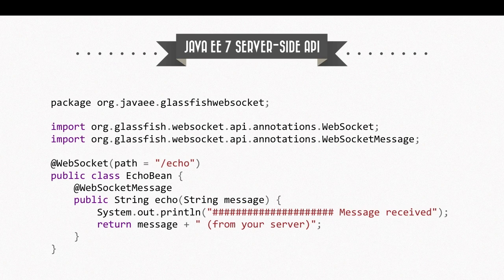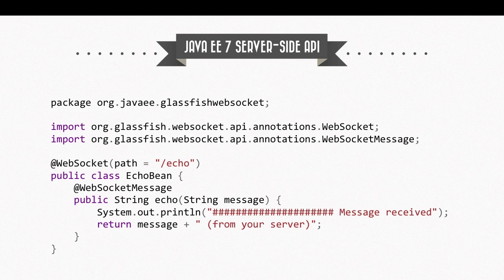For example, here it's very straightforward for WebSocket also. You just have to annotate your class as the WebSocket and define the path. So it would be relative: you have a host, you have a port, you have a context root, and after that, you have this endpoint. So when we call ws://localhost:8080/my application name/echo, we will be able to invoke this echo method. It's very, very easy with the Java EE 7 API.